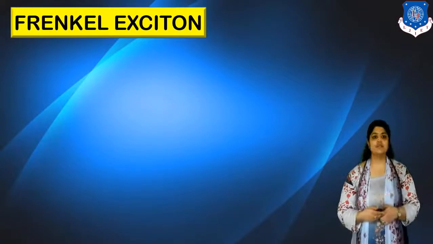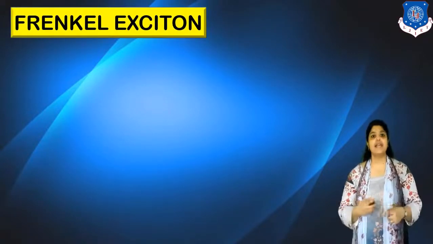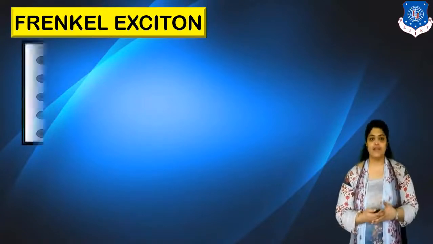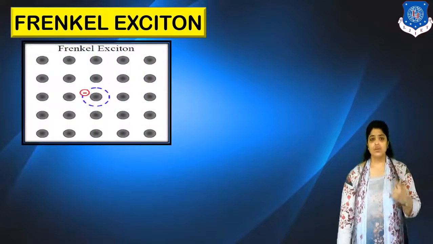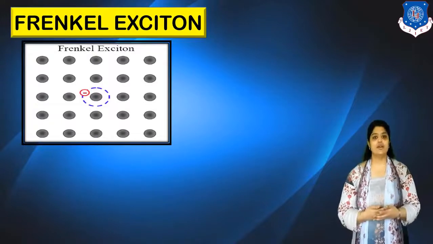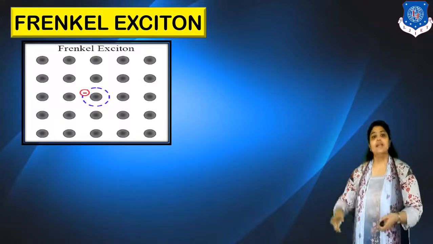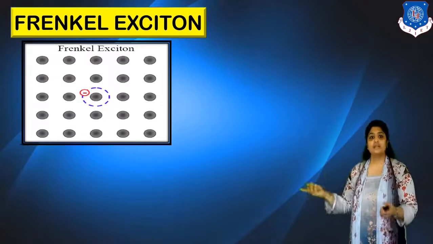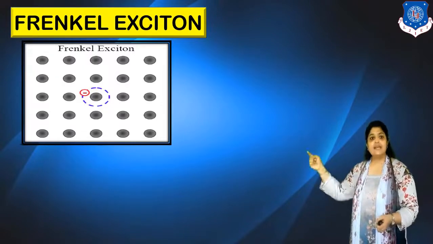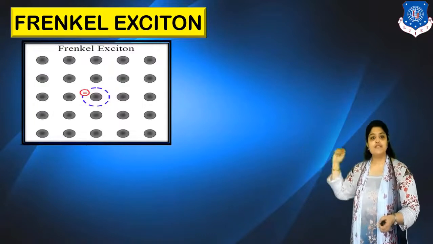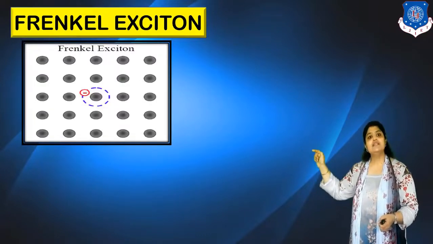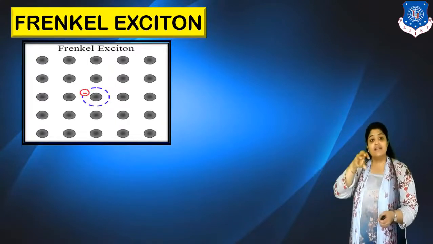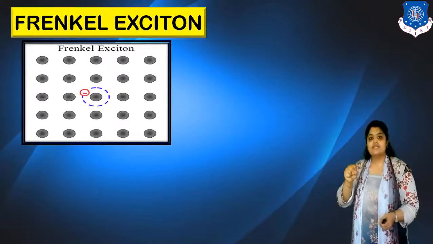Starting with the first one, we have a Frenkel exciton, named after Yakov Frenkel, who actually explained this. What exactly is a Frenkel exciton? Let me first explain this diagram and then we'll see what the definition is. In this diagram, you can see the arrangement of positive ions. In between them, there is a dotted blue colored circle with an electron, which indicates that the electron is being attracted to the positive ion.